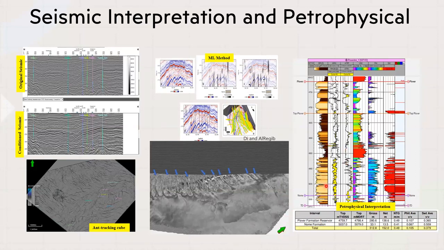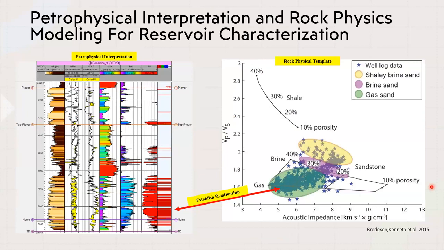And also on the right side, we have the petrophysical interpretation of this log. Another item is petrophysical interpretation for rock physics modeling for reservoir characterization. When you come up with this petrophysical interpretation, then you can come up with this rock physics template. In those templates we have QP, QS, VP/VS, and acoustic impedance. Based on that, you can also predict gas and brine, and look at the porosity and the shale volume. So everything you can have.